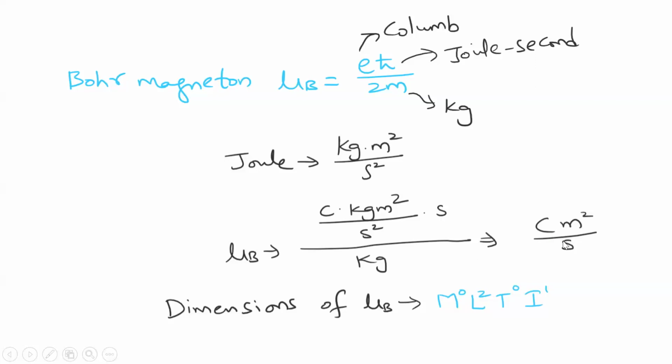Coulomb by second is nothing but current. So we get I power 1, and there is no unit for second, because Coulomb by second is already converted into current. So T power 0, meter square is L power 2, and there is no kg in this, so M power 0 L2. So Bohr magneton also has this dimension.